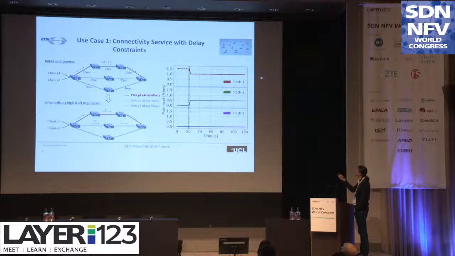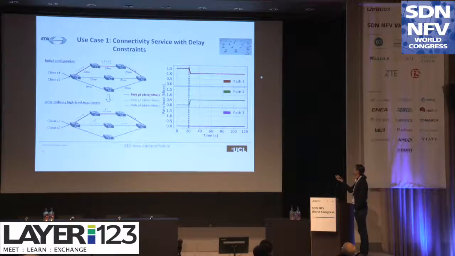You see initially we have 1.5 megabits per second of traffic on the red path. At time T20, the new requirement is inserted in the system. And at this point, there's a small gap here. Then the new traffic from client 2, which is half a megabit, is sent over the green path.